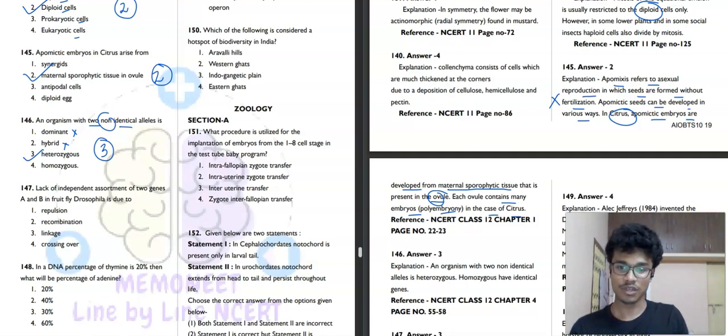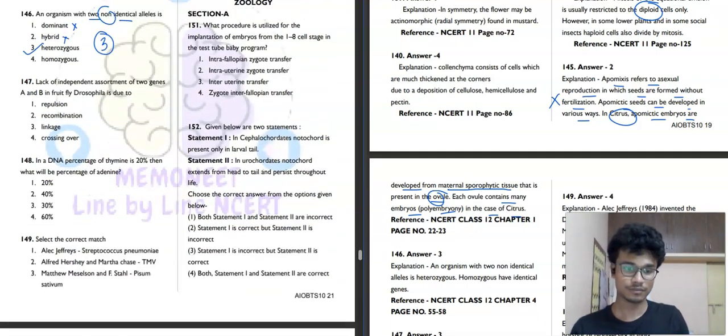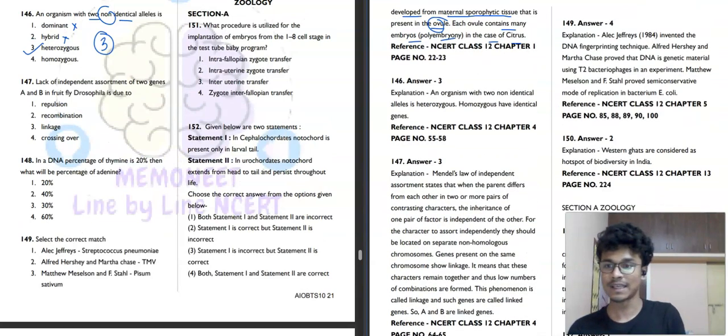Moving towards the next question, 147. It is saying that lack of independent assortment of two genes A and D in fruit fly Drosophila is due to repulsion, recombination, linkage, or crossing over. The third option will be the correct answer for this question. Let's understand what is given in the explanation.